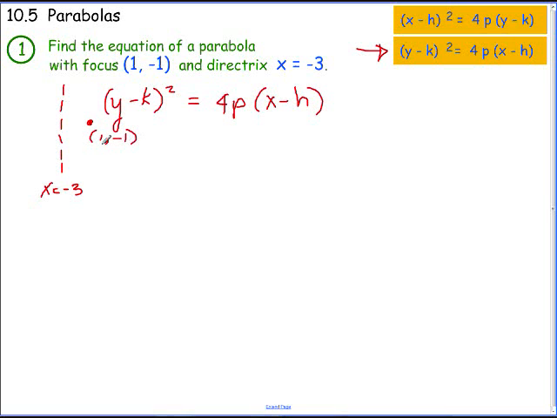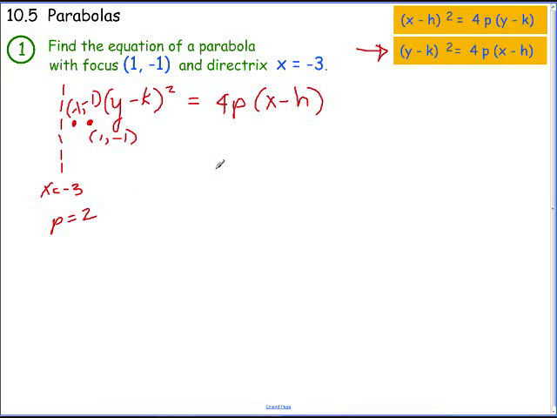-1, then this distance from here to here, the change in x going from -3 to 1, is 4. And my vertex, I know, has to be right in the middle of that. So I think I know where my vertex is. This point right here obviously has to be -1, -1. And my p is half of that, or 2.